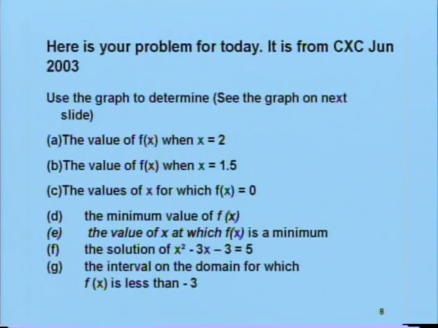F, the solution of the equation x squared minus 3x minus 3 is equal to 5. G, the interval on the domain for which f of x is less than -3.